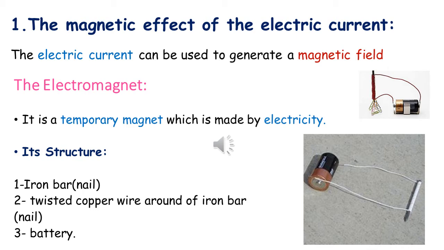Okay, let's start talking about the first relation between magnetism and electricity, the magnetic effect of the electric current. The electric current can be used to generate a magnetic field, as in the electromagnet. What is the electromagnet? It is a temporary magnet which is made by electricity. Now let's talk about the structure of the electromagnet. The electromagnet is made up of an iron bar or iron nail, a copper wire twisted around the iron nail, and a battery.